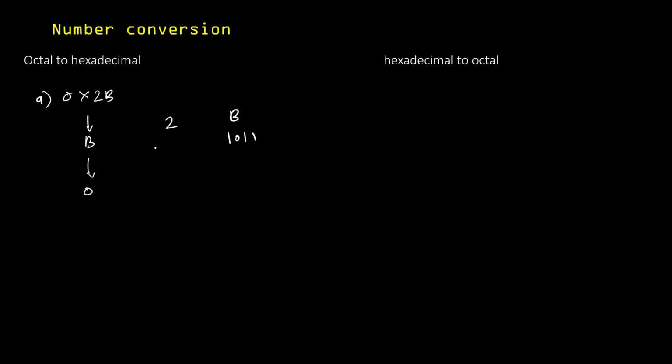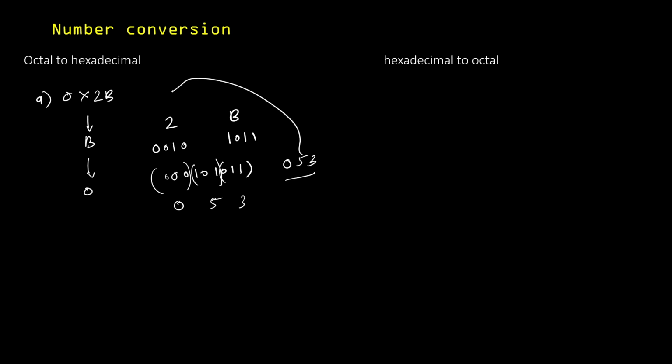To write 2 as 0010, take this binary number 00101011. Now we are going to create groups of 3s to convert into an octal number. Let's add 1 zero. So 0, and this is nothing but 4 plus 1, which is 5, and this is 3. So our octal number is 053. This is the octal representation of hexadecimal number 0x2b.